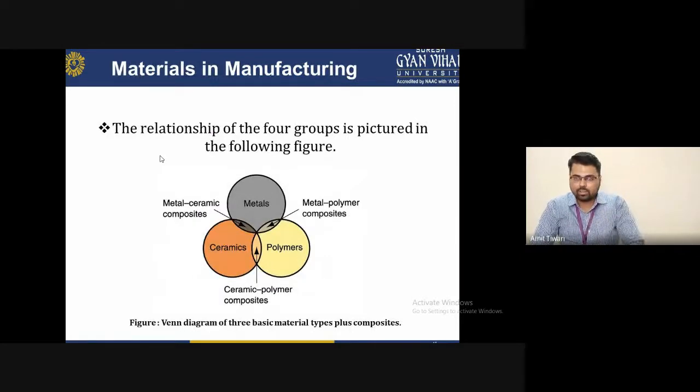So these are the relations of the four groups, as shown in the figure: metal, ceramic, and polymer. If we mix metal with ceramic, we can say metal ceramic composite. If we mix metal and polymer, we say metal polymer composite. And if we mix ceramic with polymer, we can say ceramic polymeric composite.